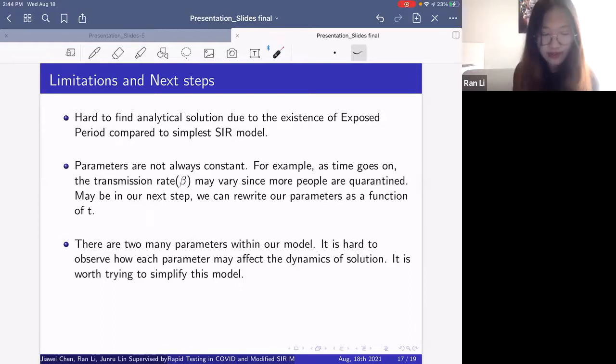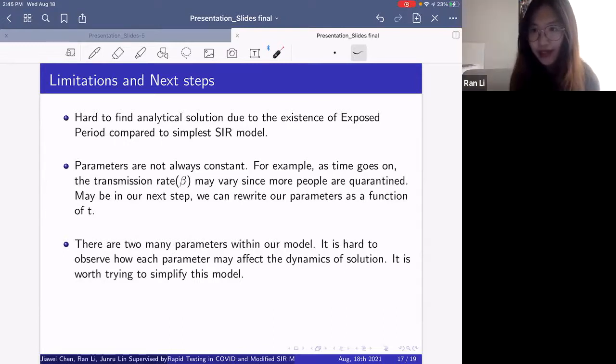And the second thing is that parameters are not always constant. For example, as time goes on, the transmission rate beta may vary since more people are quarantined, right? And also because the virus is changing all the time, the transmission rate also changes. Therefore, we suggest that maybe we can rewrite our parameters as functions of time to get a more accurate result. And the last thing is that there are too many parameters within our model, so it is hard to observe how each parameter may affect the dynamics of the solution. It is worth trying to simplify this model.